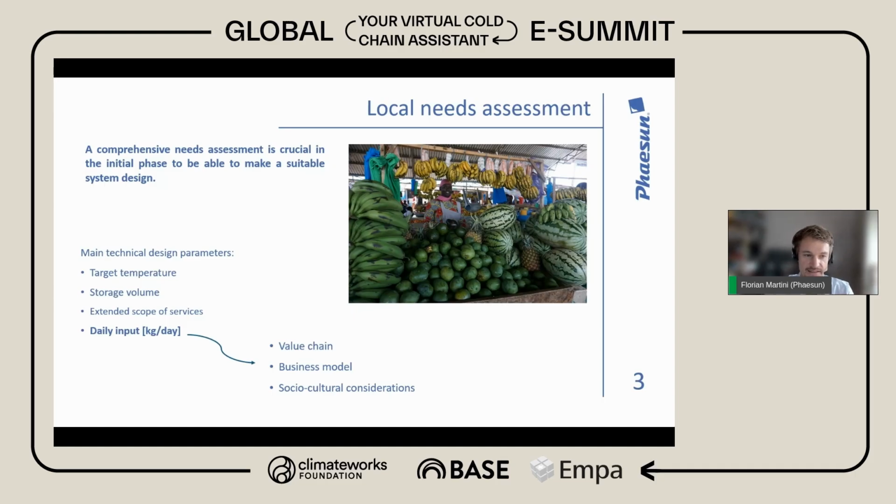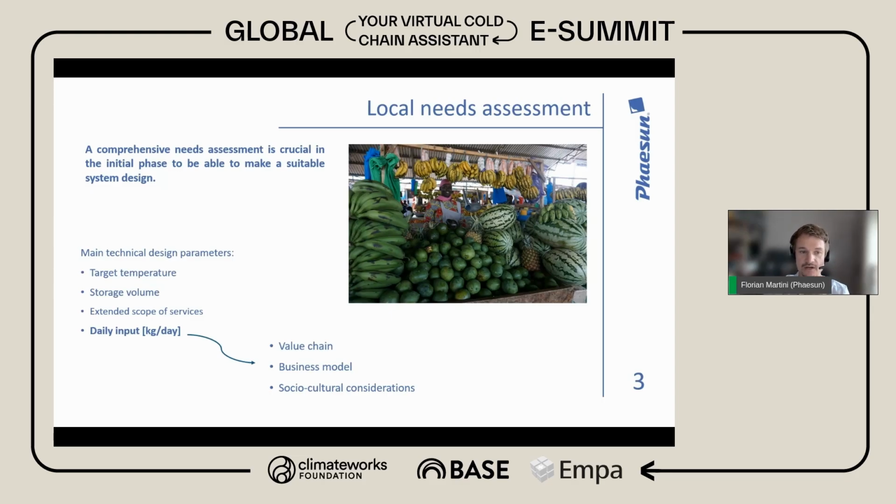And yes, we noticed that it's really difficult in most cases to estimate this number, but at the same time it has the greatest impact on the cooling capacity and therefore also on the price of the cold room. So it's really important to take your time to consider this value. And to do so, you need to understand the whole value chain of each crop that you are going to store in the cold room.